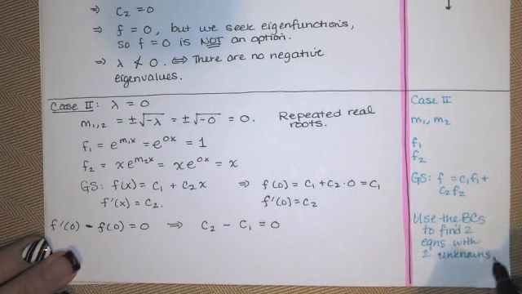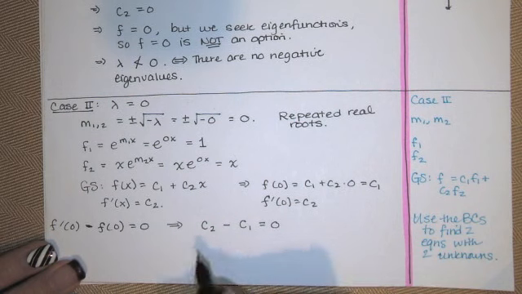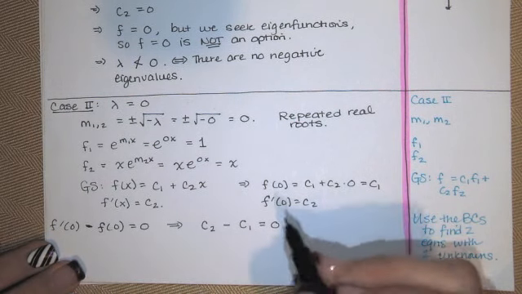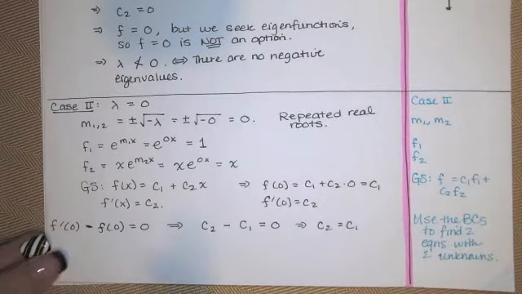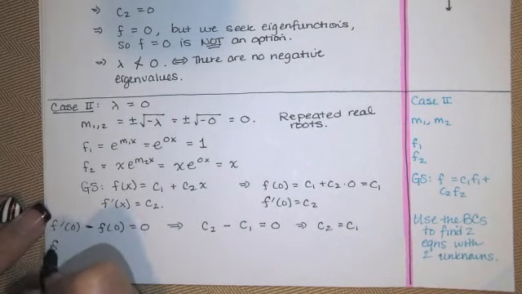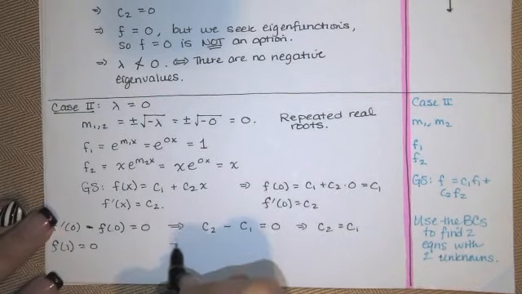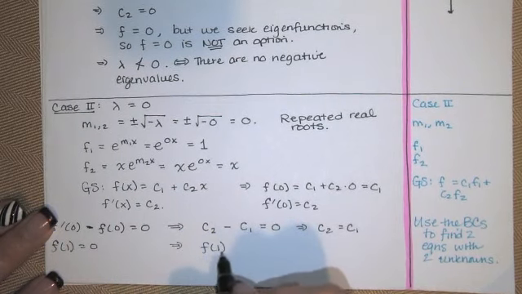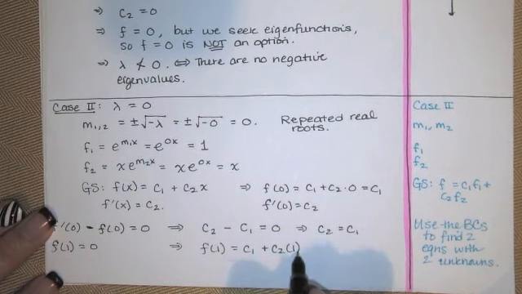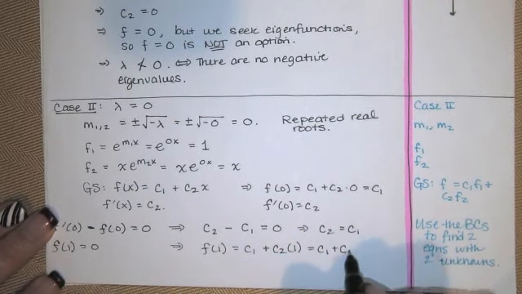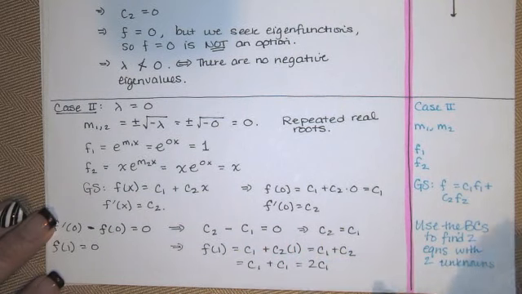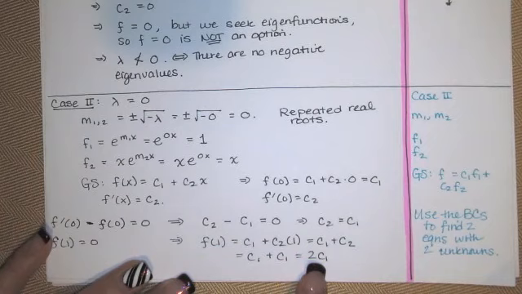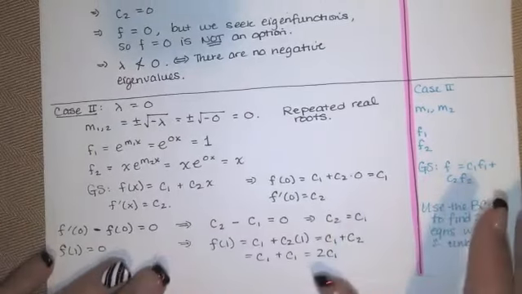Notice that this boundary condition tells us that C1 and C2 have to satisfy this. It doesn't actually give us the value this time, but it does tell us that C1 and C2 have to be equal to each other. So C2 turns out to be equal to C1. Now the second boundary condition says that f of 1 is equal to 0. f of 1 is C1 plus C2 times 1, or just C1 plus C2. And C2 is the same as C1, so that's C1 plus C1, which is 2 times C1.